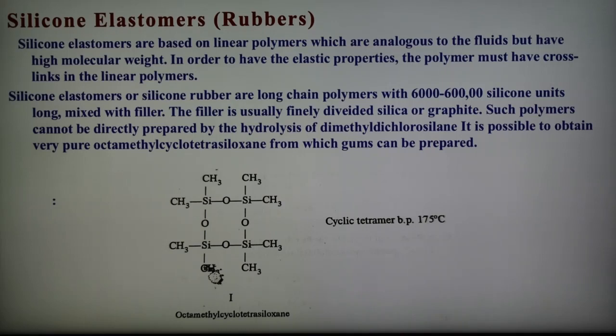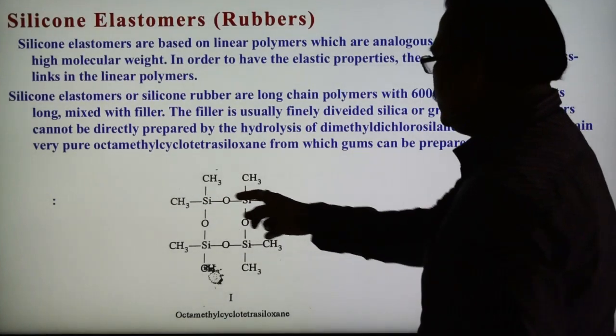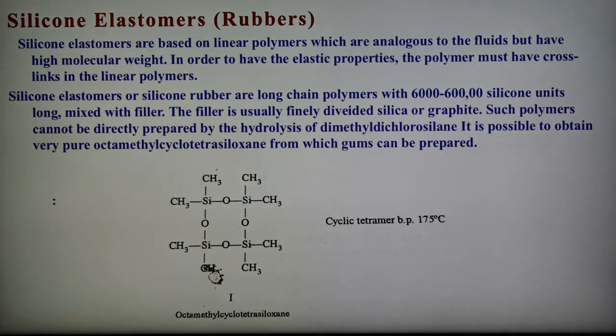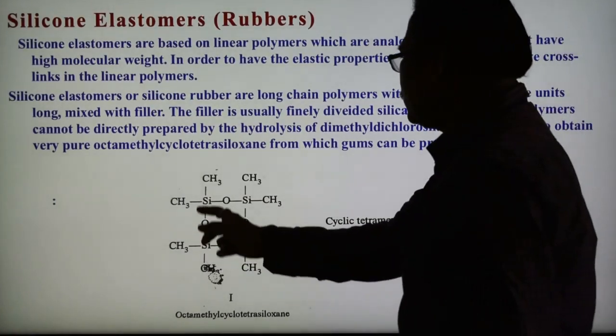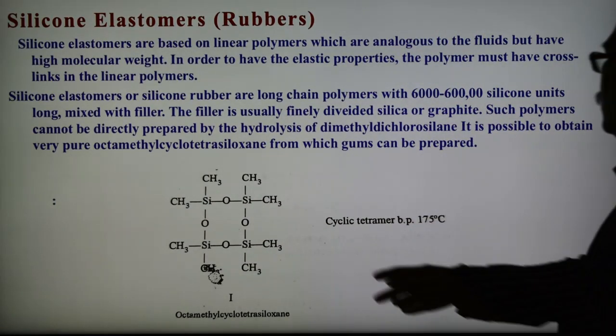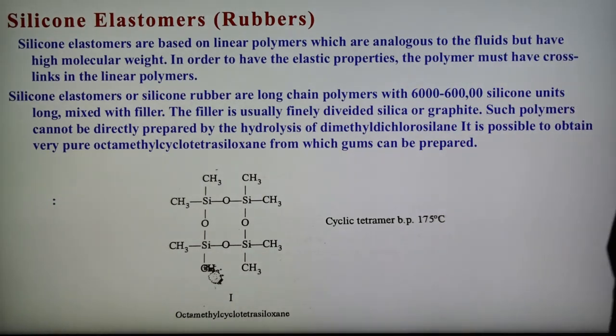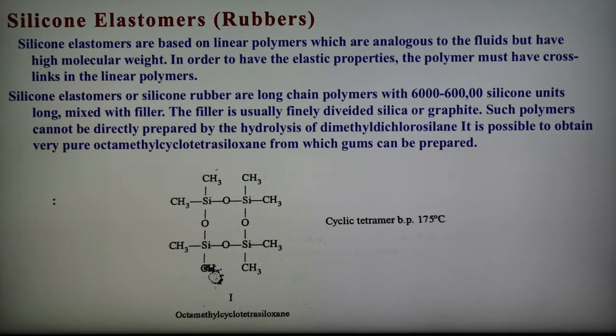So this is the cyclic tetramer shown here. This is the cyclic tetramer, boiling point is 175 degrees Celsius, and the structure 1 is octa-methyl cyclotetrasilicane. So structure is shown here. This is the structure, tetrasilicane. 4 silicons are there, and octa-methyl means these are the 4 methyl and these are the 4 methyl. So this is the structure and compound 1, which is called cyclic tetramer.